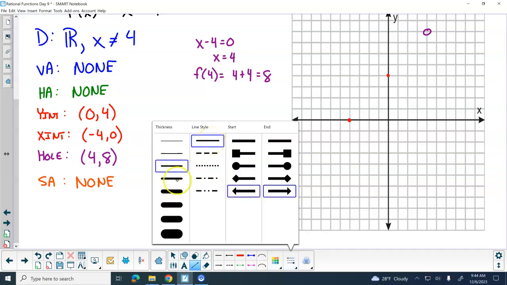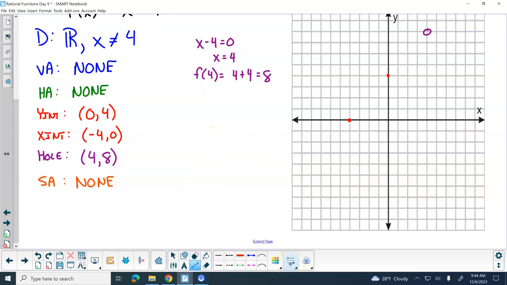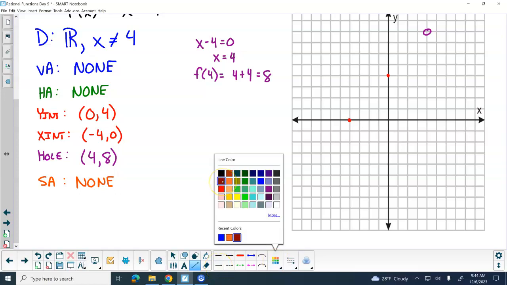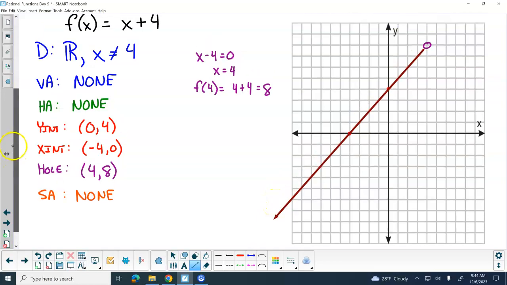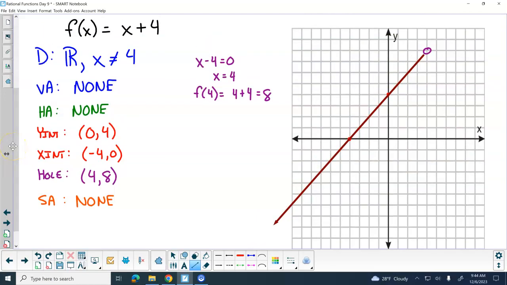What's this one? Still want that one. Oops, tap the brakes. Can't do it. Gotta do this one. Why is it not there? Because that's our line. That's our function.